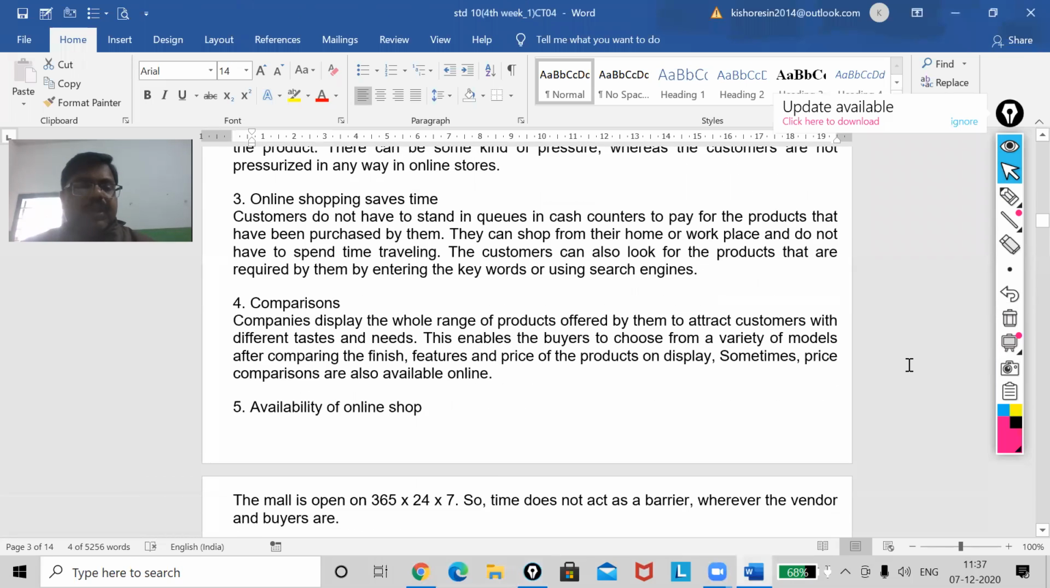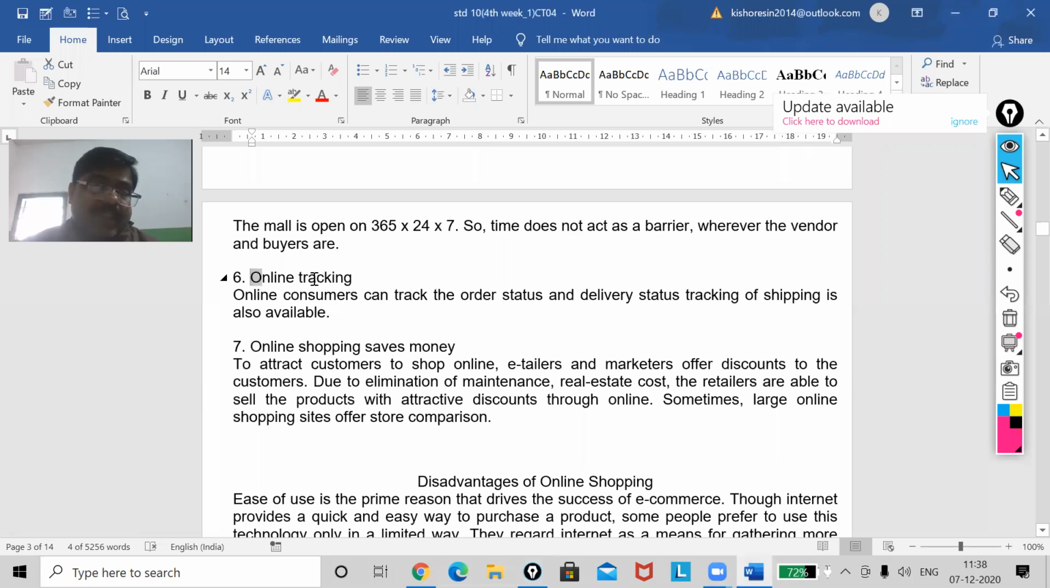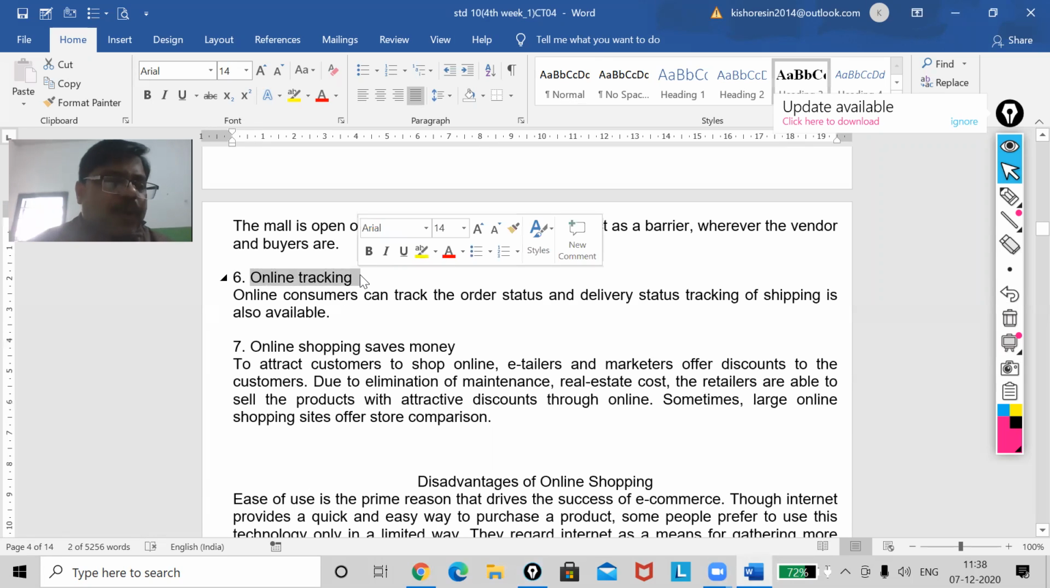Now, the next one is availability, which I already discussed. Now, online tracking. If you have purchased your product and already paid the money, then you can check the status: at what time it will come, and whether your delivery, your item, has reached. Understood? You have a tracking ID for the item. You can punch it in, fill it in, and know where your shipment is.